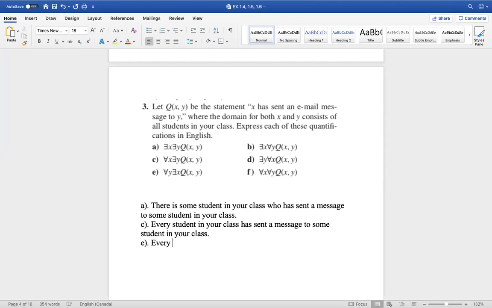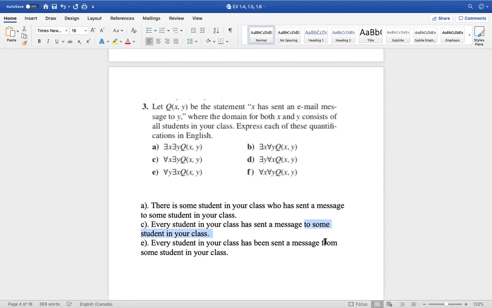So we will say every student, because of this for all, every student in your class, specifying the domain, very important. Now, because we have switched the order of this quantifier, we will say every student in your class has been sent a message from some student in your class.